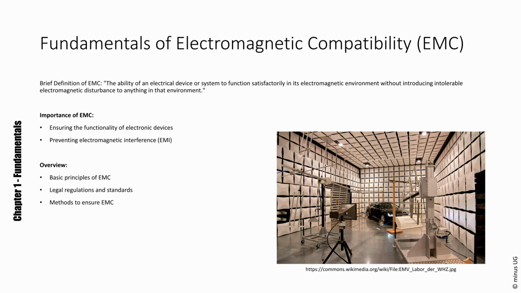Emission is the generation of electromagnetic energy, whether intentional or unintentional, by a device. Immunity, on the other hand, is the ability of a device to operate correctly in the presence of electromagnetic interference, EMI. Understanding these principles is crucial for designing electronics that coexist harmoniously in the increasingly crowded electromagnetic spectrum.